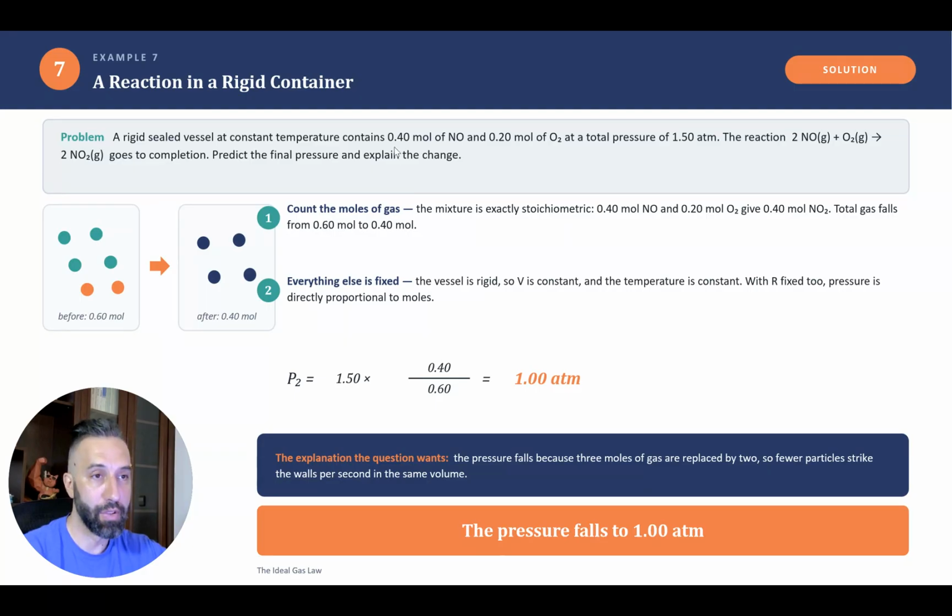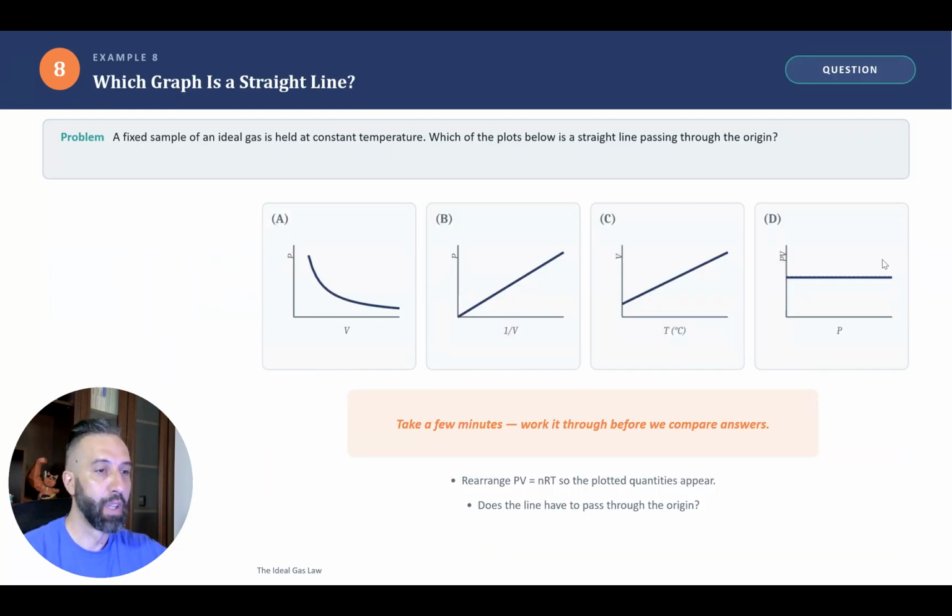Again, I know 0.4 and 0.2 are going to give me 0.4 of this, right? Because 2 plus 1 gives me 2. So 0.4 plus 0.2 gives me 0.4. So instead of having 0.6 moles in total of gas, I now have 0.4 moles in total of gas. So that is basically this. It's 50% less. So it's now 1 atm.